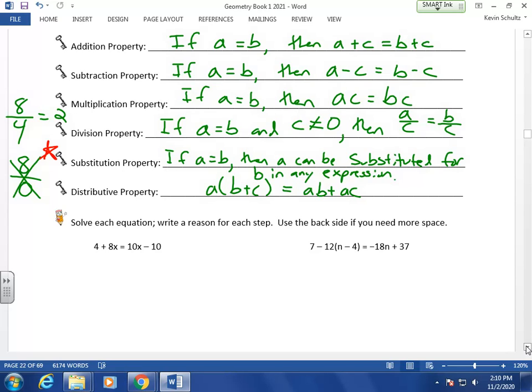Which, by the way, PO16 is our last objective of the unit. So plan on a test next week, the second session. So either Thursday or Friday. So next week, Thursday, or next week, Friday.